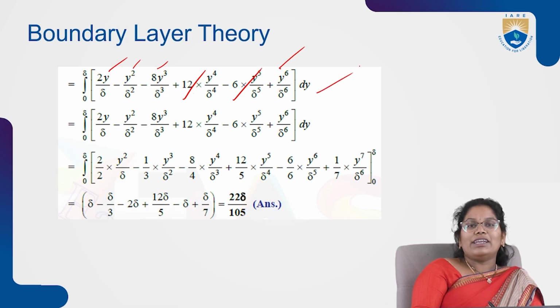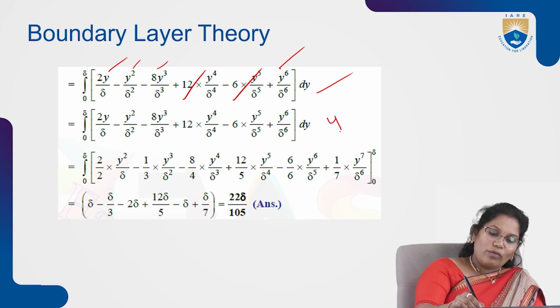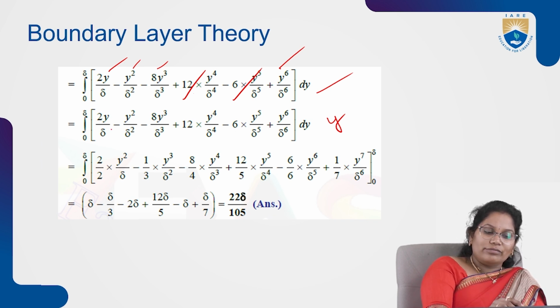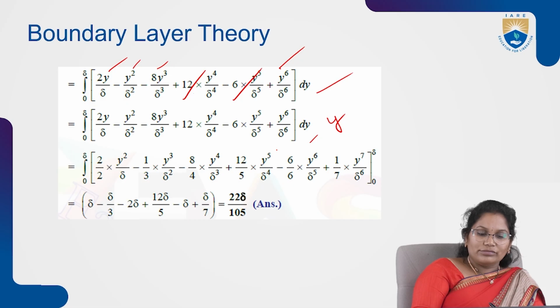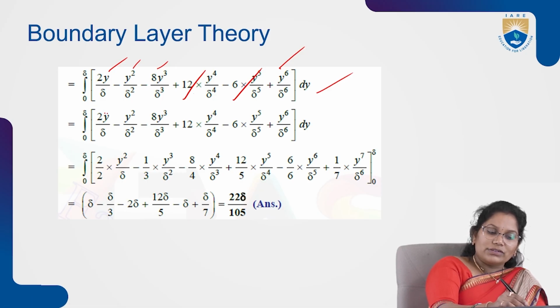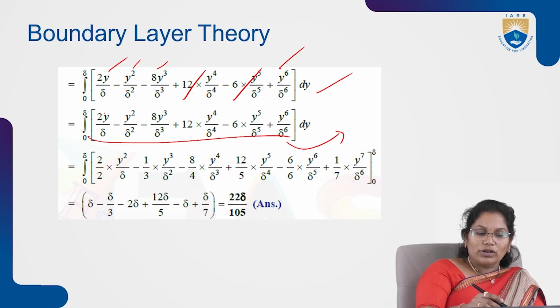For this, we have to integrate now. We have to integrate with respect to y. So, you will get 2y by delta. Right? Same value. All these values are assigned in a. So, integration of 2y by delta will become this. This equation we are solving now.